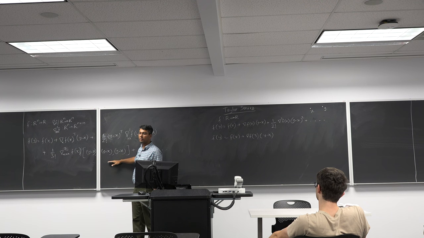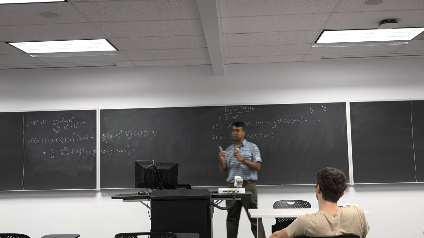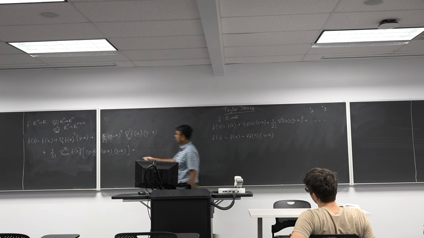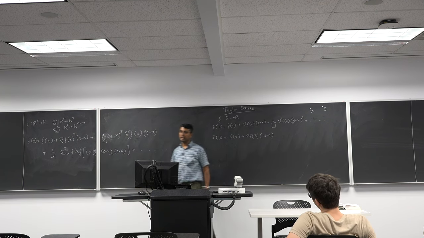When you come here, then you have to call it a tensor product. It's no longer an inner product. An inner product is between two variables or two vectors or two objects. Now here you have three objects, so you have to call it a tensor product. You can't call it an inner product anymore.